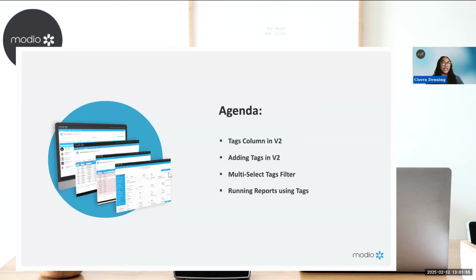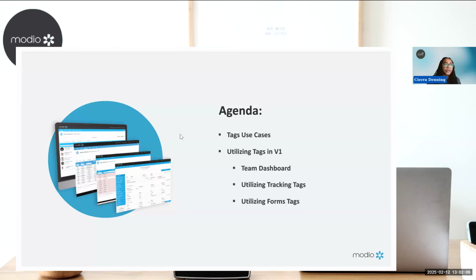So we will be looking at tags in V2, how to add them, how to view and filter in that tags column. Also running reports based on your tags, and then good use cases for tags. And then we'll also be taking a look at tags in V1 as well, that team dashboard, utilizing tracking tags as well as utilizing forms tags.